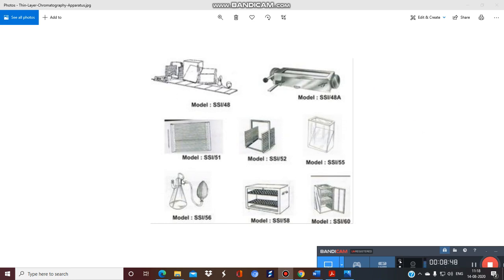This bottle is used for spraying. In the visualization or detection method, we have to prepare different reagents. We will put the reagent in this, and with the help of this, we will spray our particular reagent. This is the TLC rack, the developing chamber, again the sprayer, the spreader. Here are the glass-plated TLC plates. These TLC plates are put on a particular base, a plastic perspex base.